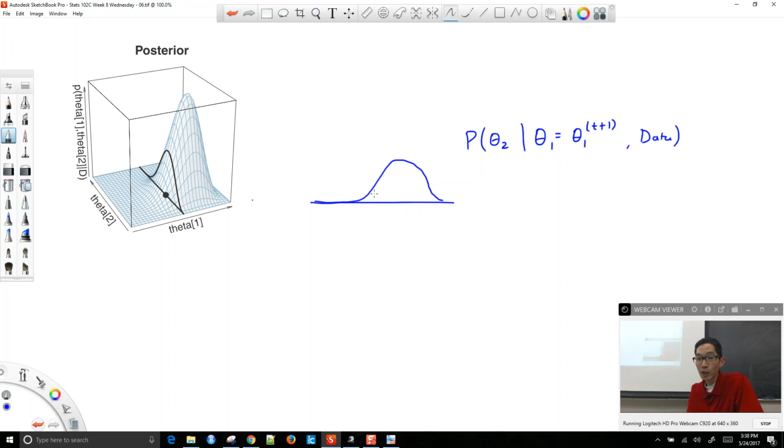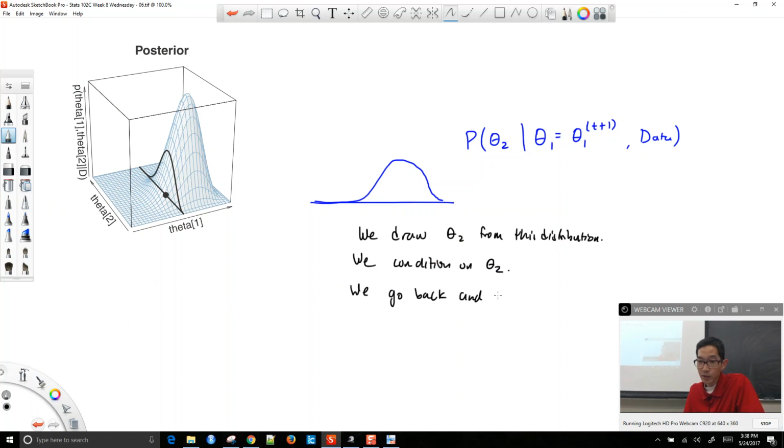Okay, so anyway, we do this, we get theta 2, we draw theta 2 from this distribution. And then we condition on this, and then we go back and we repeat. We go back and sample theta 1, and so on and so forth.